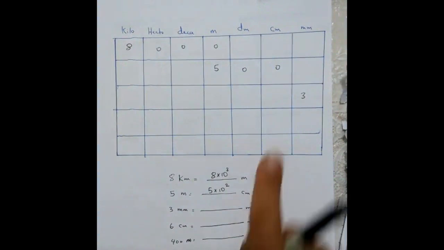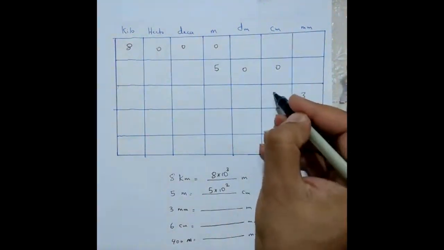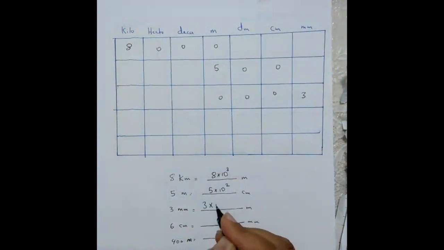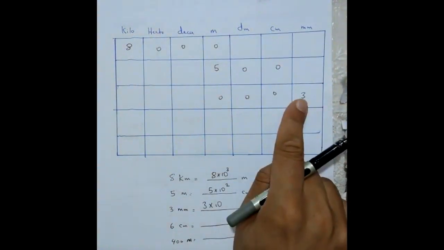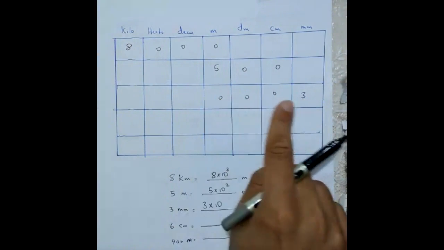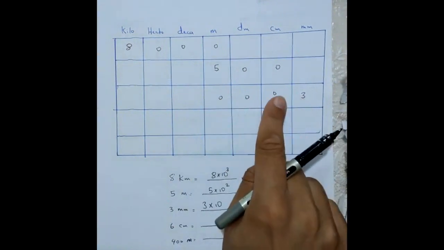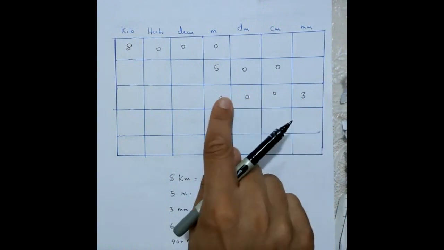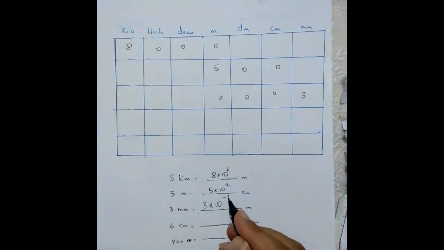3 millimeter, you want it in meter. So 3, and we'll put 1, 2, 3. So we'll write 3 times 10. Because you are moving the other way, the zeros in front of the number, you will count them as a minus. So 1, 2, minus 1, minus 2, minus 3. So it will be 10 to the power minus 3 meter.